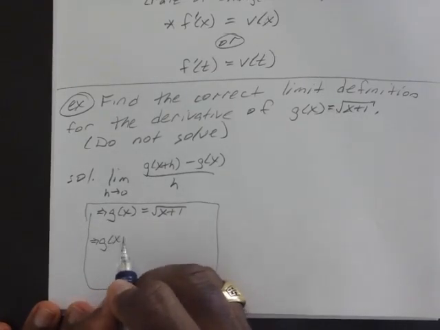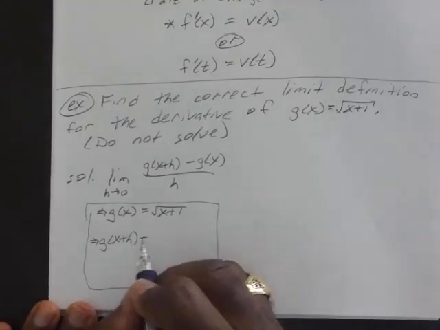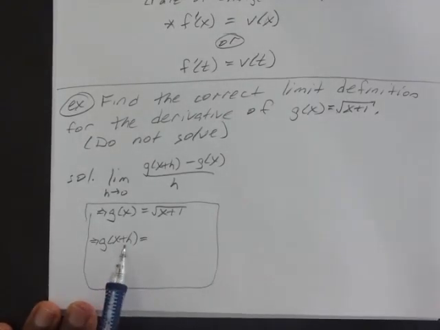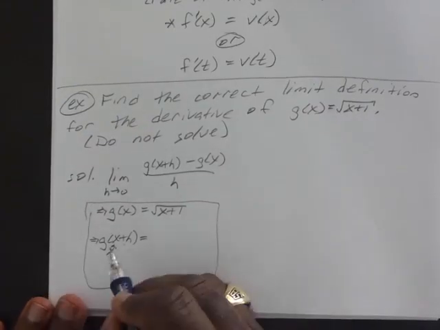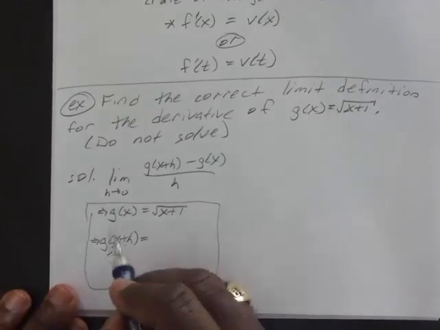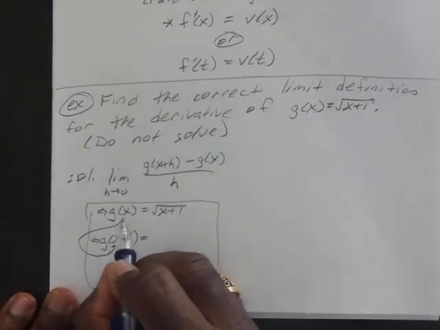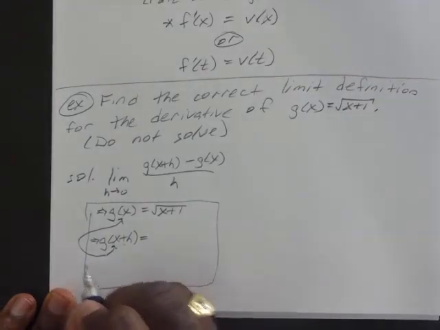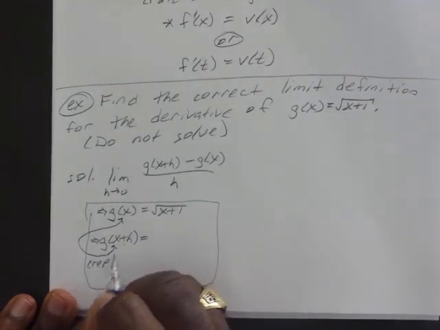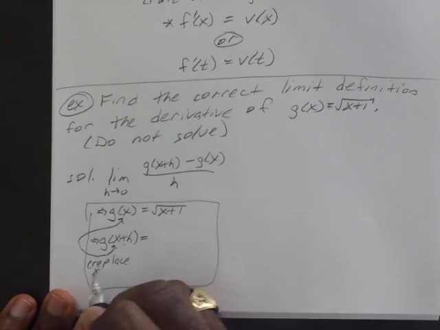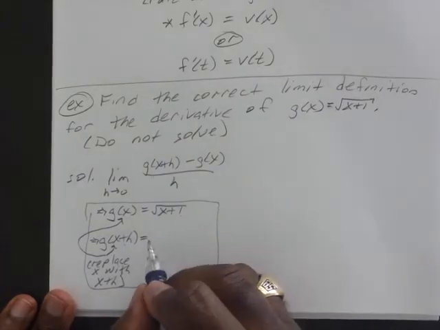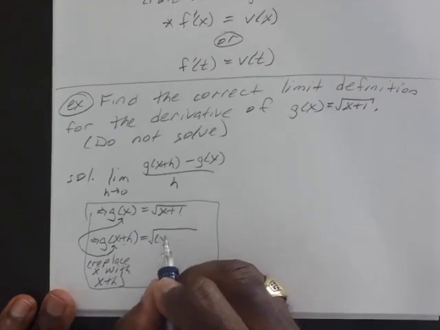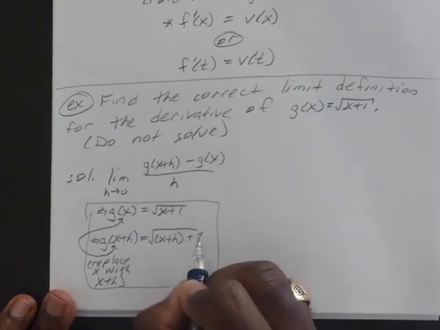Now g of x plus h, we're just going to replace x with x plus h. So instead of the square root of x plus 1, that's the square root of x plus h plus 1.